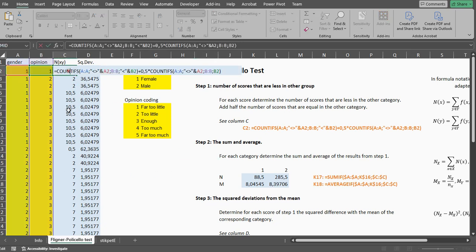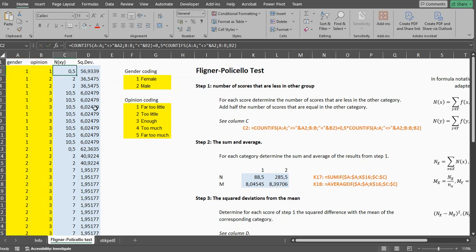So I'm calculating those here with this long formula. It's just using count ifs. Notice my system uses a semicolon to separate parameters. Yours might be using a comma.